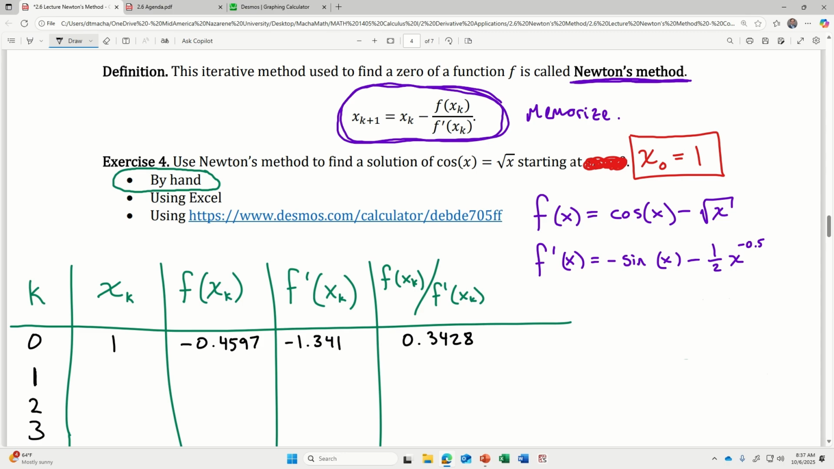So right now I'm looking at the second row of the table and I'm wondering, what is x with a subscript 1? What goes right here in the second column? Would it be the value I just solved for? Nope. 0.3428? No. We have to use the Newton's method formula, right? We're going to take the previous iterate minus that ratio. And so the previous iterate is 1. I need 1 minus 0.3428.